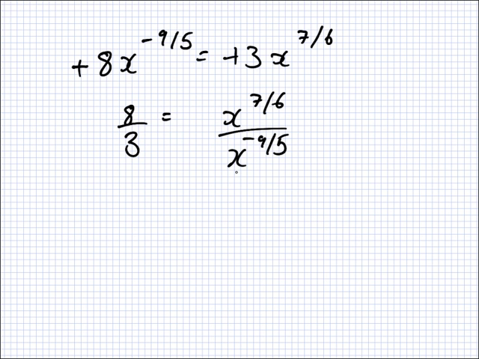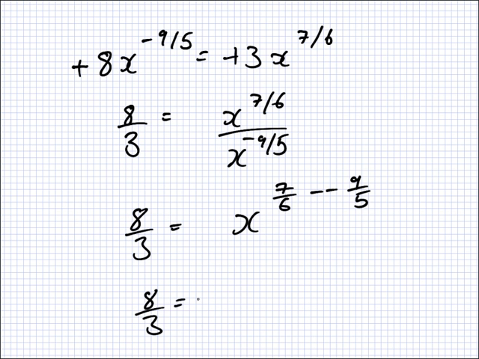I brought the 3 down to the left, and this x down to the right. The reason I'm doing that is just to get the x's on one side. So now on the right I'll have x power 7 over 6 minus 9 over 5. So that means 8 over 3 will equal x.